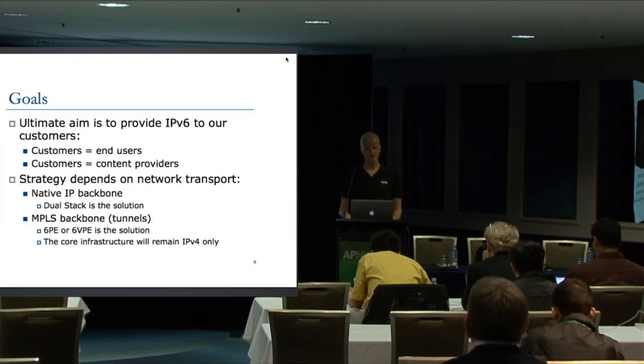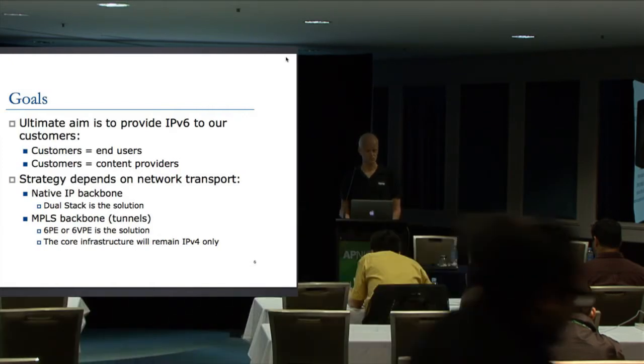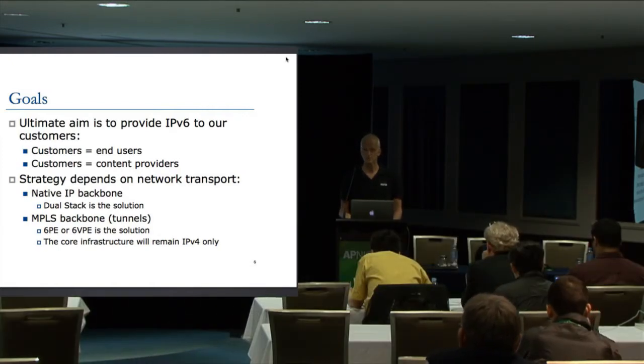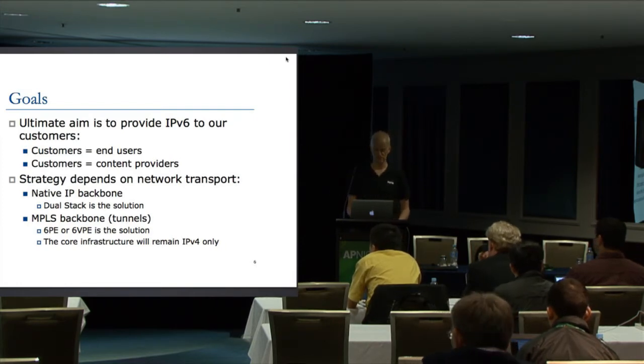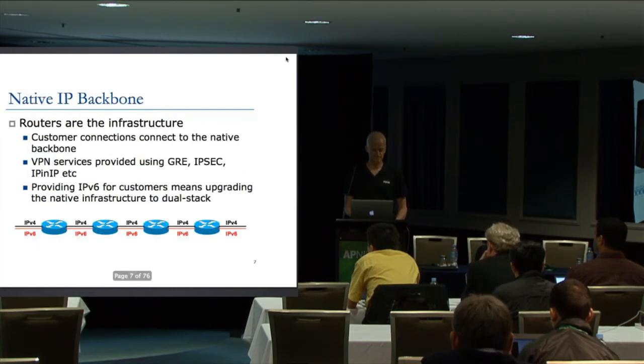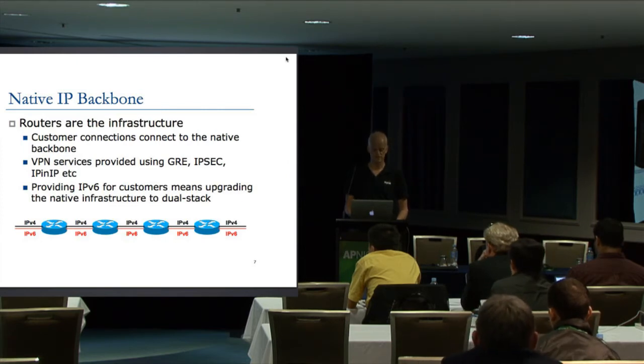The strategy you're going to use depends on your network transport. The two network transports commonly used are the native IP backbone, which has been the historical long-term internet infrastructure, and the MPLS backbone, which is basically tunnels over an IP infrastructure. So these are the two types of infrastructure you have to consider for your service provider backbone. If it's a native backbone, well, it's dual stack. Customer connections connect to the native backbone, with VPN services provided by GRE, IPsec, IP-in-IP, etc.